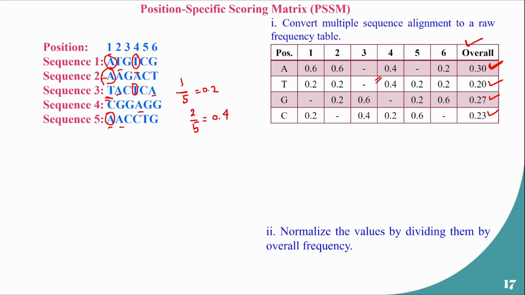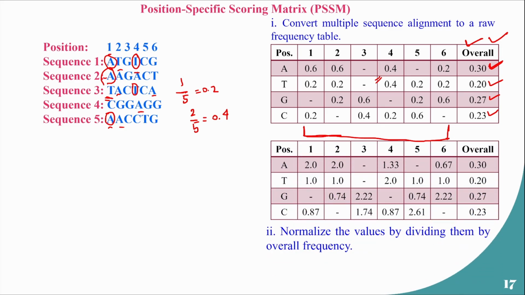And then what you have to do is normalize the values by dividing them by their overall frequency. So normalize the values in the sense that in this range, the actual position specific scores, you have to normalize that. And what are you going to normalize with? With this overall value, the overall value on the right side, right?